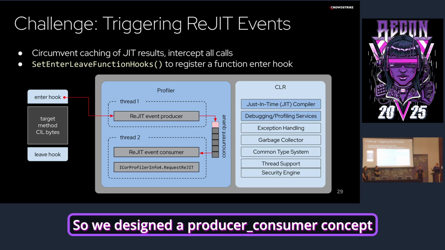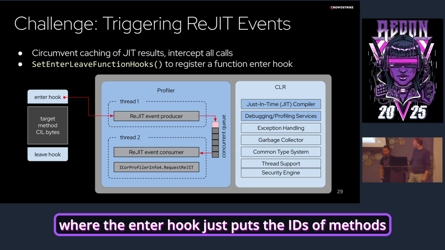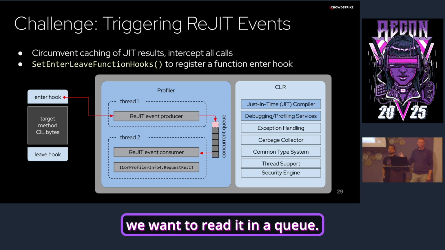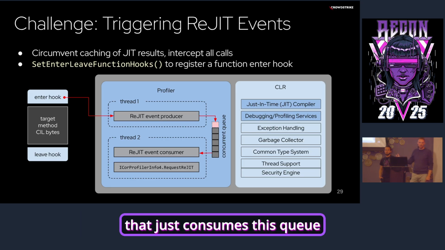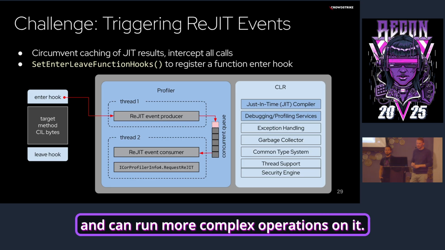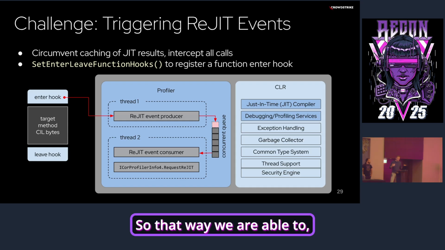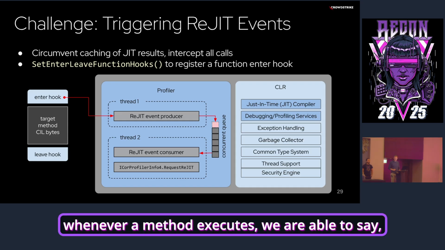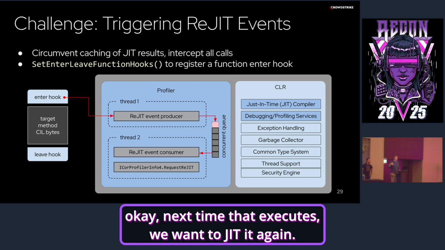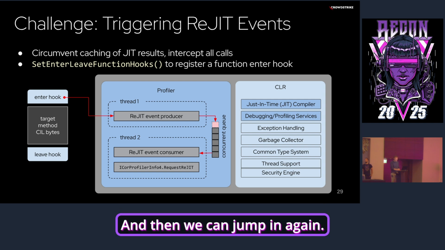So we designed a producer-consumer concept where the enter hook just puts the IDs of methods we want to read in a queue, and then there's a second consumer thread that just consumes this queue and can run more complex operations on it. So that way, whenever a method executes, we are able to say, okay, next time that executes, we want to JIT it again, and then we can jump in again.